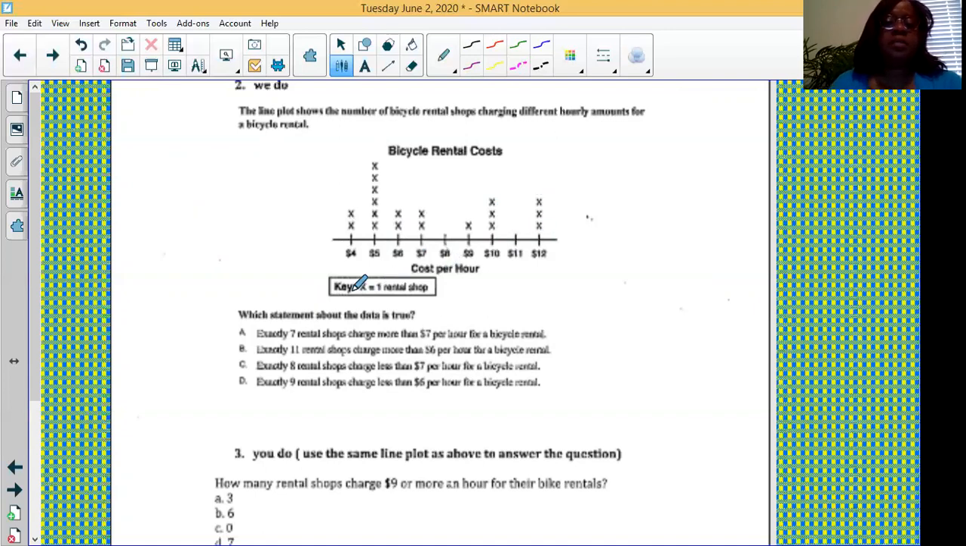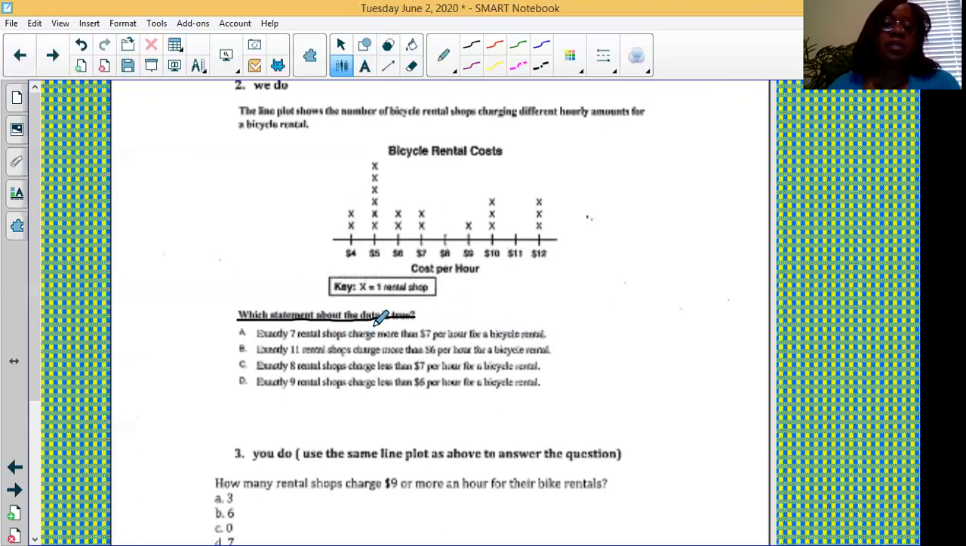Okay. So now here's our big question. Which statement about the data is true? Okay, so we're going to underline that. And notice that this key is always important because it tells us something. All right, so let's look at A. It says exactly 7 rental shops charge more than $7 per hour. Okay, $7 per hour for a bike rental.